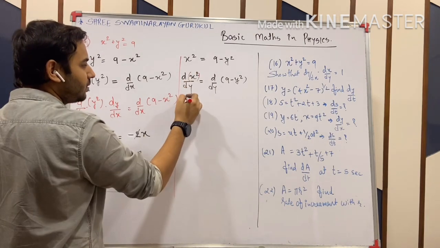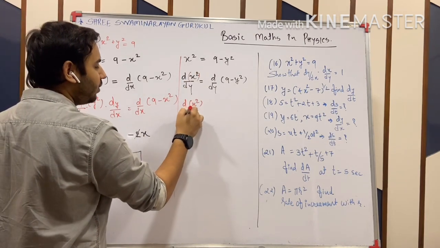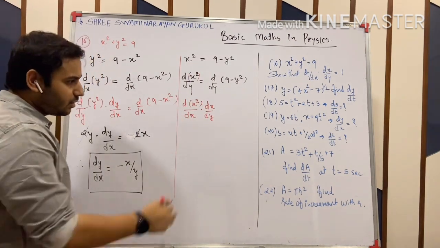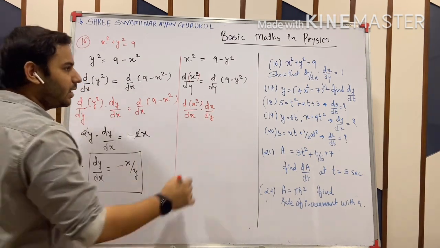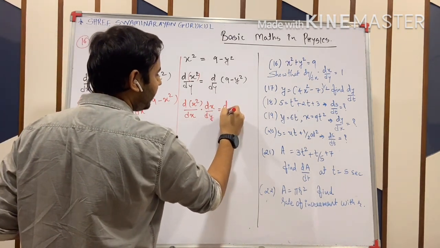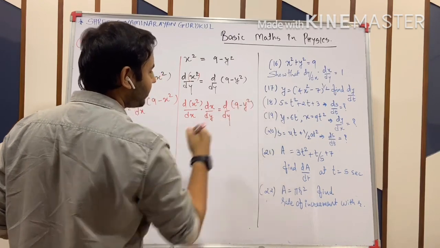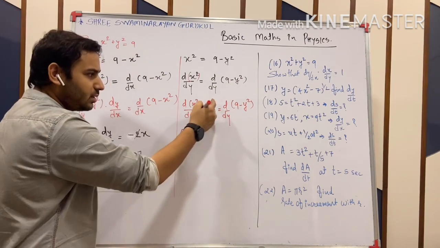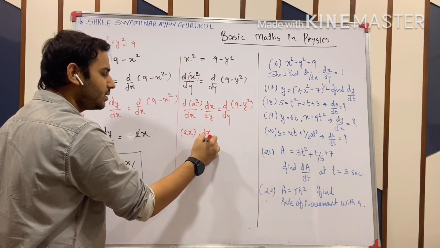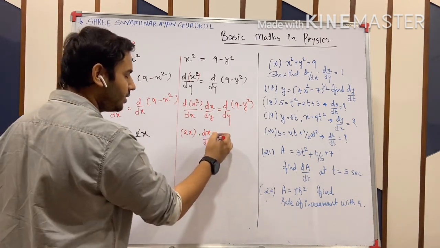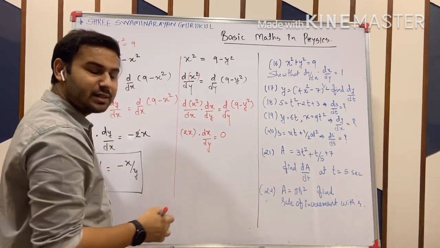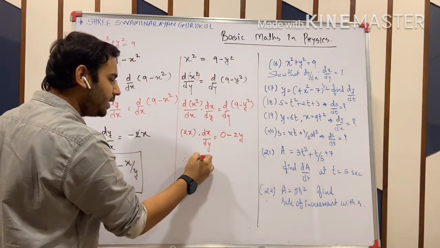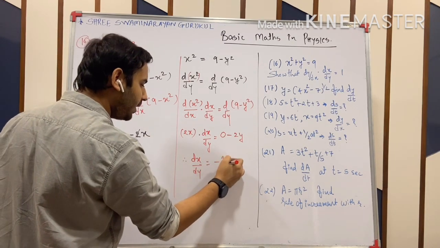Now, d by dx of x square into dx upon dy. Understood? Multiplied by dx, divided by dx. And on the opposite side, it is d by dy of 9 minus y square. Now, differentiation of x square is 2x. This dx upon dy we keep as it is. Then it is equal to the differentiation of 9, which is 0 as it is a constant term, and minus y square gives minus 2y. Therefore, dx upon dy is minus y by x.